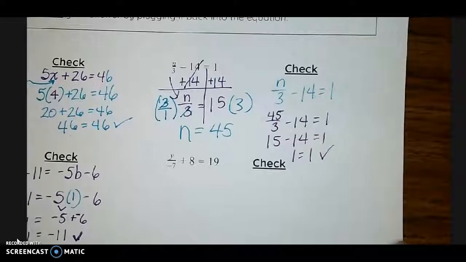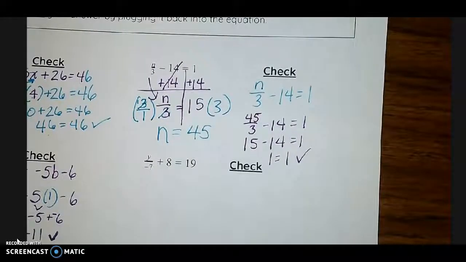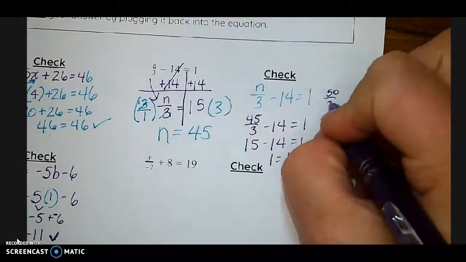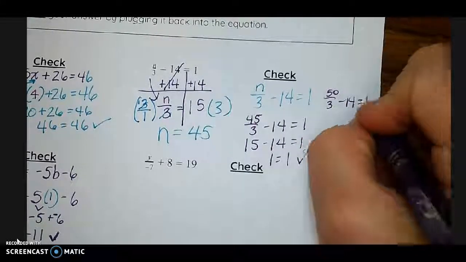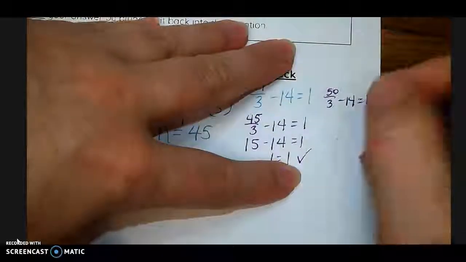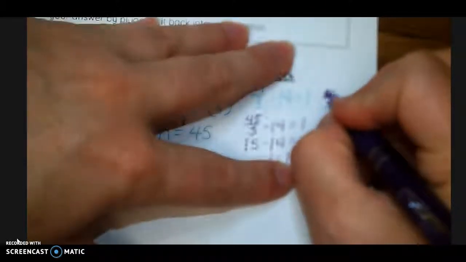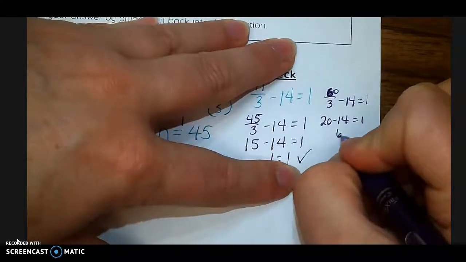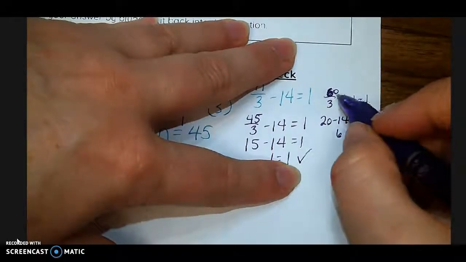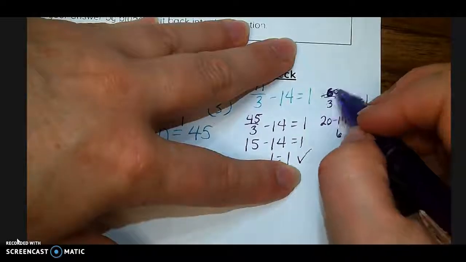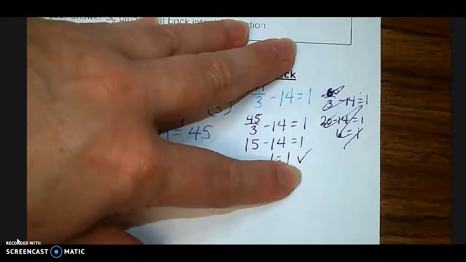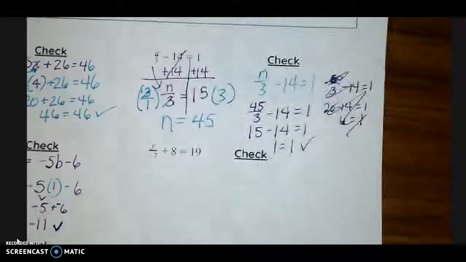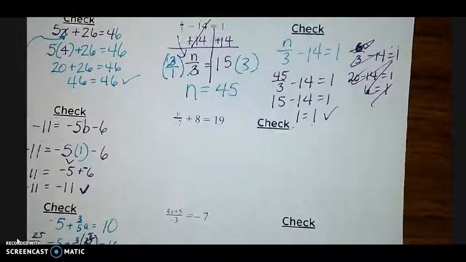One quick thing, if I put the wrong answer in there, say I thought n was 50. So if I were to put 50 in there, let's put 60, because that'll be a nice division problem there. So I would get 20 minus 14, and then I would get 6 equals 1. I'd be like, oh, guess what? 60 was not the right answer. So I would need to start over. So if you're checking it and you don't get the same number on each side of the equal sign, you've done something wrong.